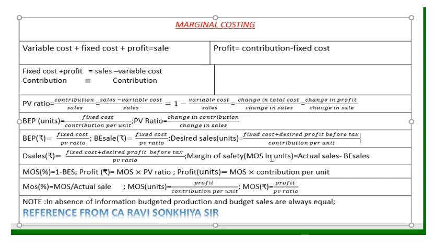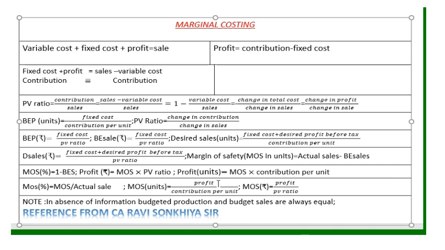Margin of safety in units is actual sales minus break even sales. Margin of safety in percentage is equal to 1 minus break even sales by actual sales. In rupees, profit is equal to margin of safety into PV ratio. In units, profit is equal to MOS, margin of safety, into contribution per unit. Margin of safety in percentage is margin of safety by actual sales. Margin of safety in units is profit by contribution per unit.